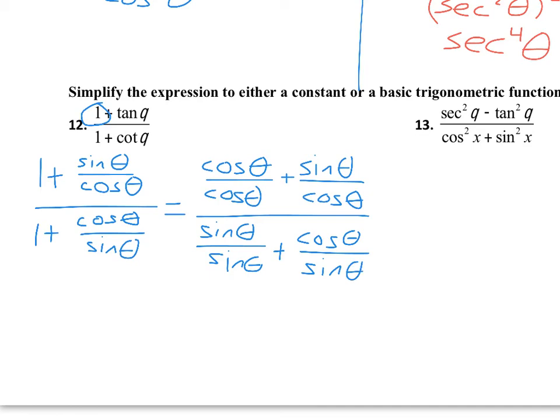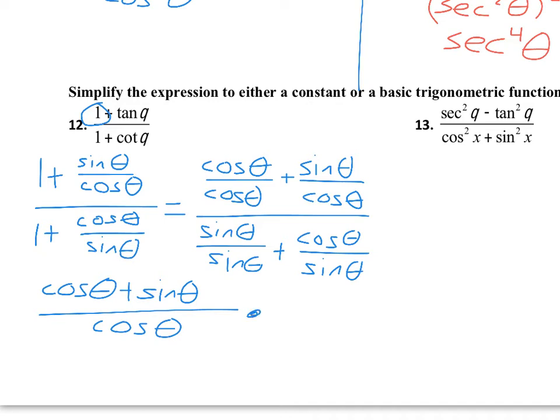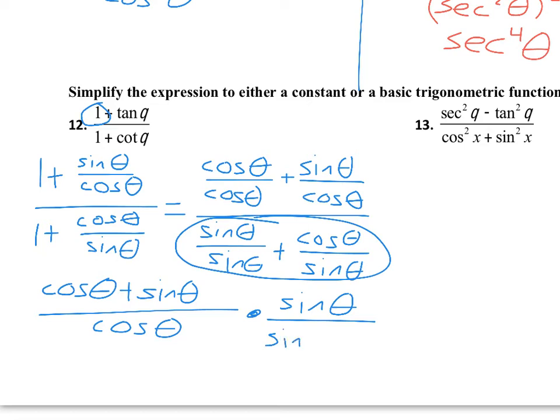Alright, so making our common denominators, we combine the numerators now that we have common denominators. Cosine theta plus sine theta over cosine theta. And on the bottom, I'm going to combine it and flip it so that we could multiply. So the bottom would have sine theta on the bottom, but again I'm going to move that to the top. And then the top would be sine theta plus cosine theta. That's going to go to the bottom.